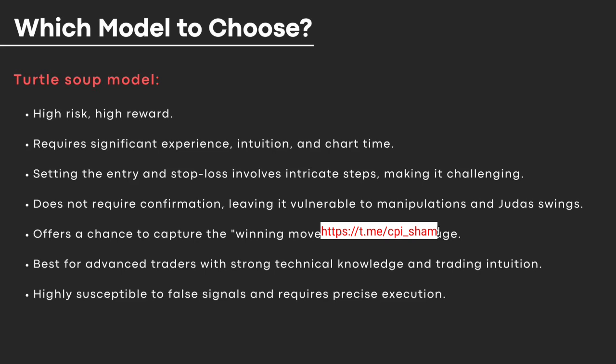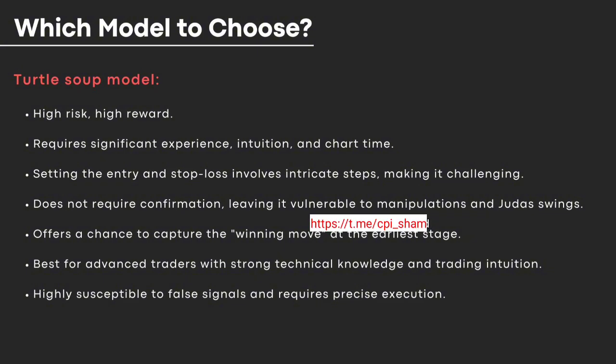Number four, it requires no confirmation, which makes it vulnerable to manipulation. Here's the catch: the turtle soup model does not rely on confirmation, right? We know that. And that way you're entering right at the liquidity patch, which means you are more vulnerable to false signals or additional manipulations.